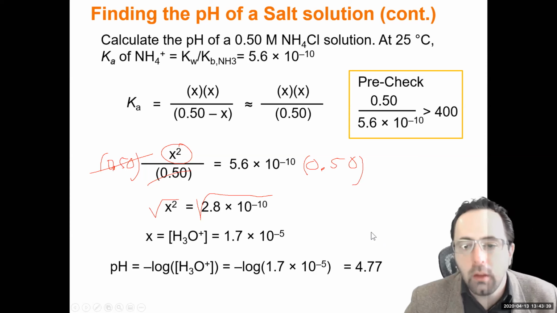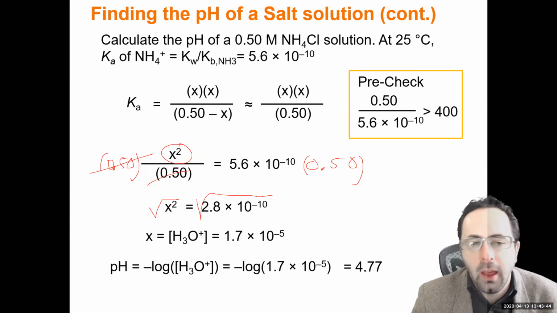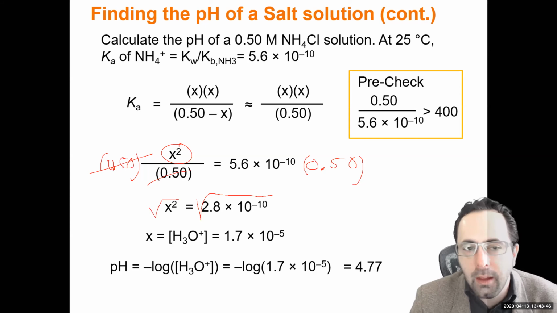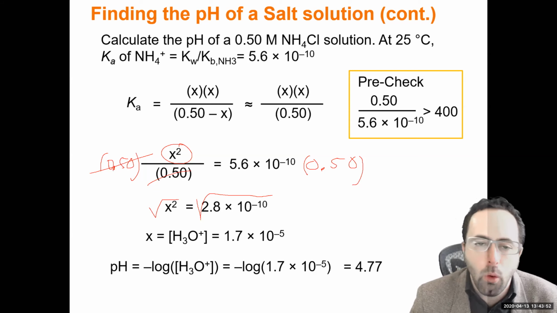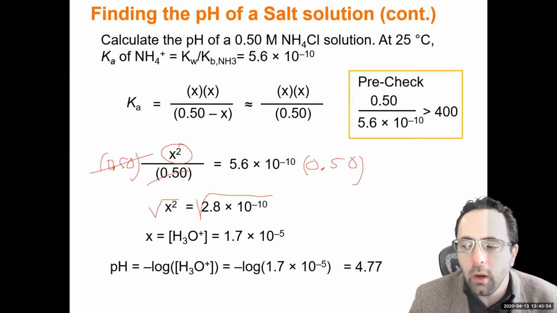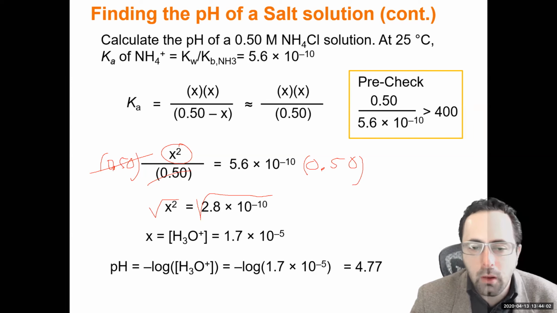And so that is how you calculate the pH of a salt solution. Remember, you'll have to get the Ka for your acidic ion from the Kb for the neutral conjugate base, or the Kb for your basic negative ion from the Ka for its conjugate acid. Anyone want me to go back and talk about a step or two here?